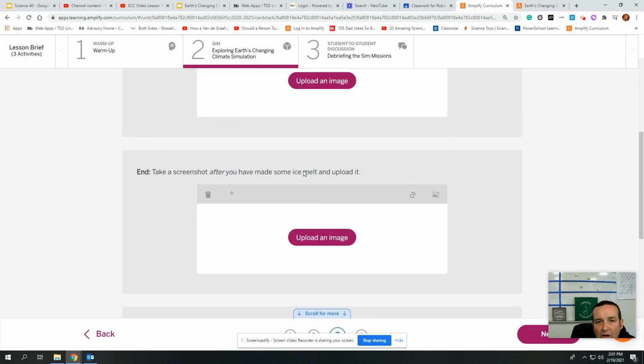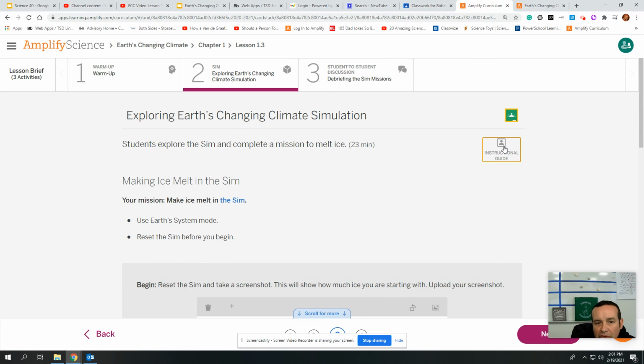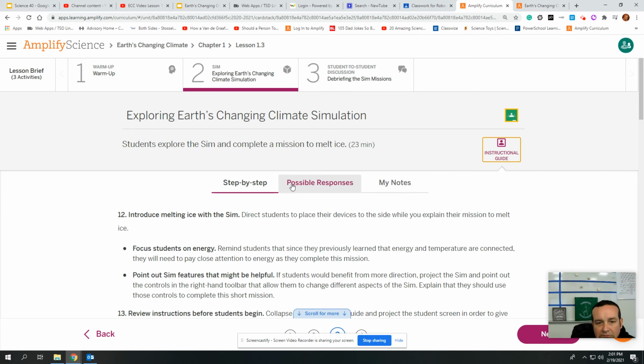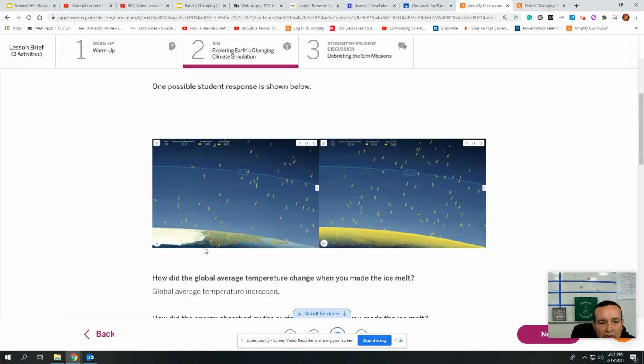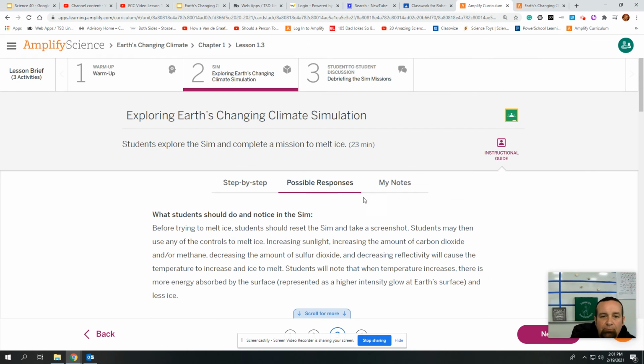When you are all done, this is what your images should look like. So here's our image. You can see the ice down here. You don't have to take a screenshot of the graph I showed you. Just take a screenshot of your start, and then crank up the heat somehow by playing with those different gases, and then take a screenshot. It should look something like this.